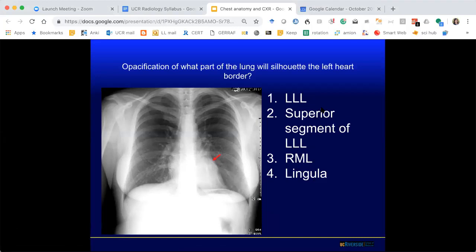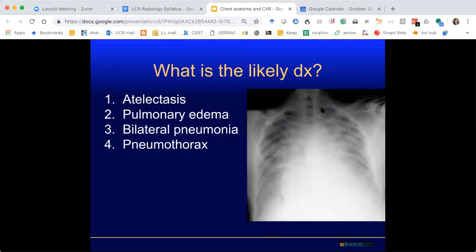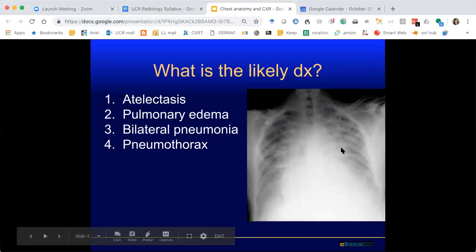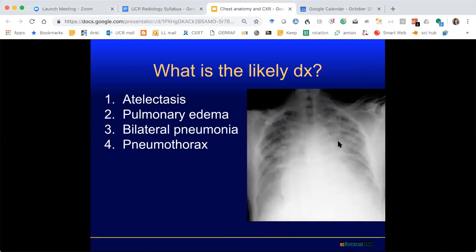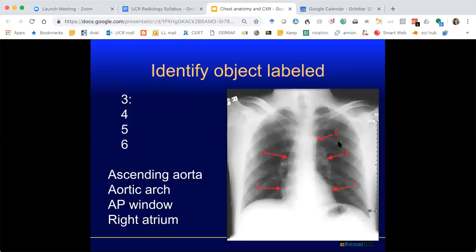Lingula? Okay. What is the likely diagnosis in this patient? Atelectasis, pneumonia, pulmonary edema, or pneumothorax? So it's a frontal chest radiograph. Pulmonary edema, okay, so it seems like the edema is the consensus.